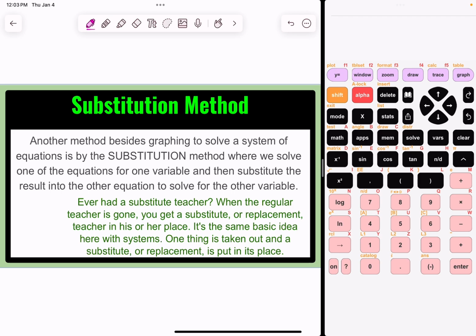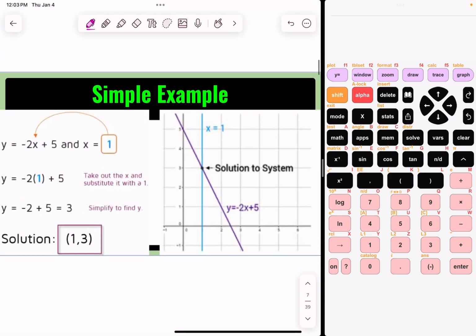When the regular teacher is gone, you get the substitute or replacement teacher in his or her place. It is the same basic idea here with systems. One thing is taken out, so you're going to take out one of the variables, x or y, and then you substitute or replace the other thing in its place. So, let's look at this example.